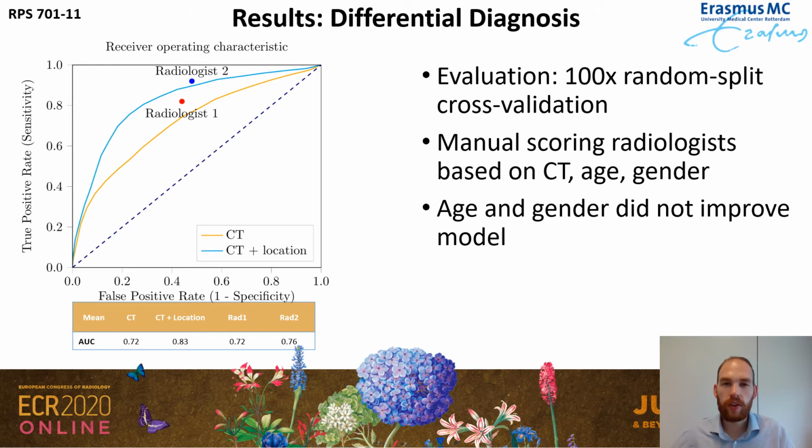Let's take a look at some of the results, first for a differential diagnosis. For all experiments, we use a 100 times random split cross-validation to make sure we separate the parts the model trains on and tests on. On the top left, you can see the ROC curves for our models. You can see that using solely CT imaging works quite well, but adding the location of the tumor improves the performance. We've also asked two radiologists to score these patients who had access to CT, age and gender, and you can see that they perform similar to our model. We also tried adding age and gender to the model, but it did not result in an increase in performance.